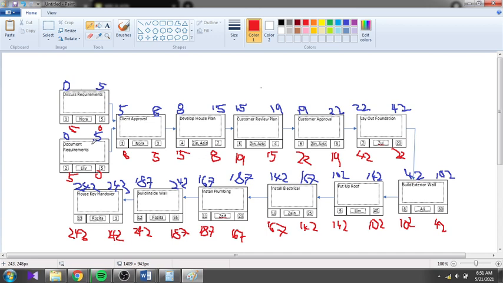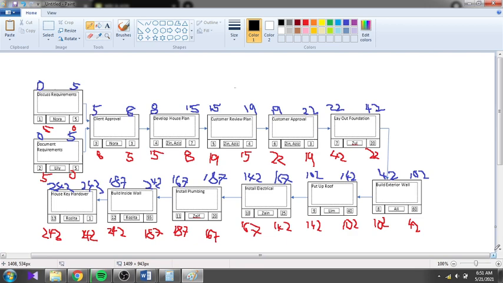Kau tulis terbalik ni. Alright, you're gonna get these figures. So I just copy back the, kat mana nak tulis ni. Okay lah, kat sini sempat lah. 0, 5 ni early start. Okay, ni ES. EF. Sekejap, sorry. Tapi tahu lah, ini early start, early finish.